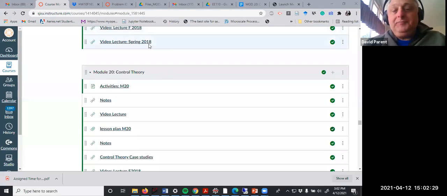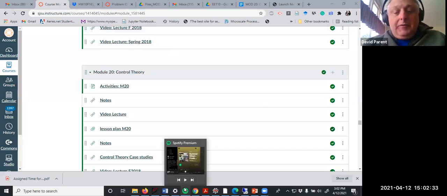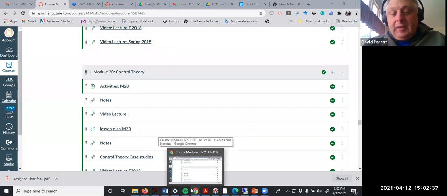Good afternoon, everyone. Today we're going to go over the first part of controls, which we've actually been doing in the DF2 architecture.